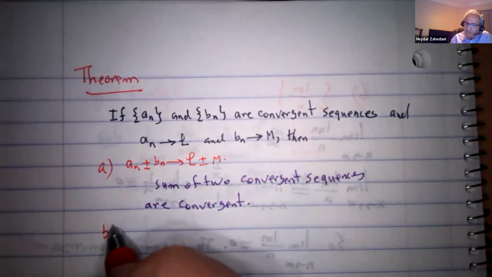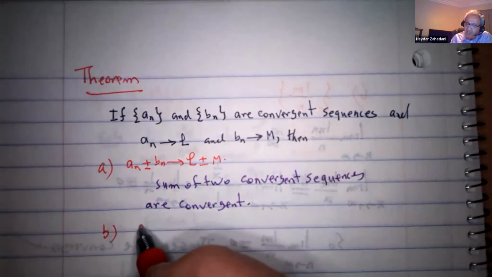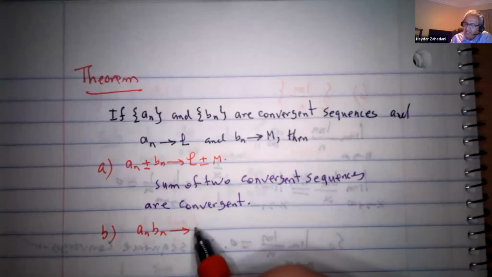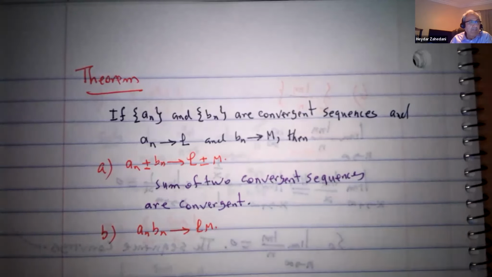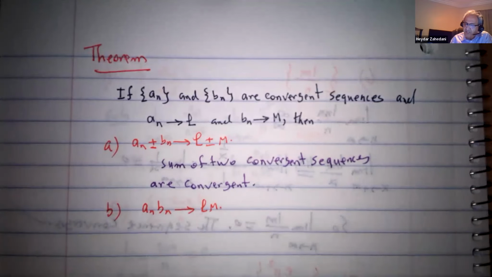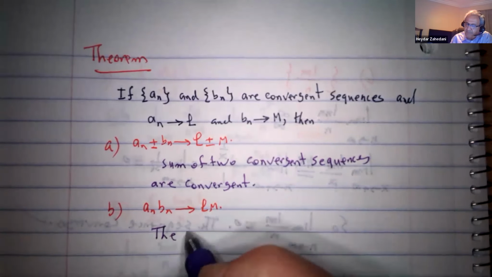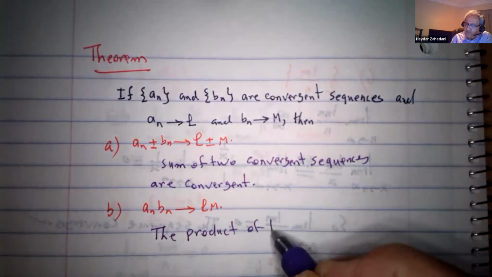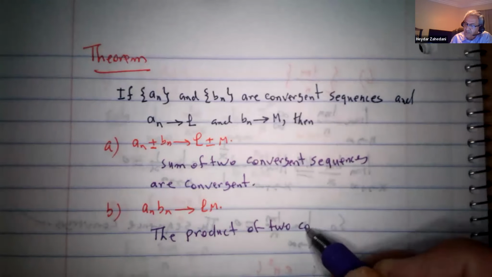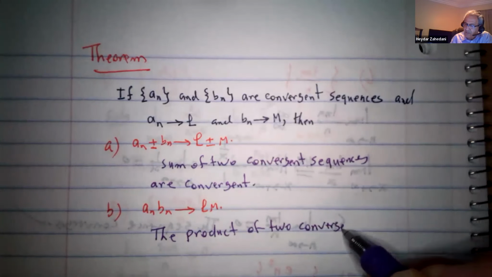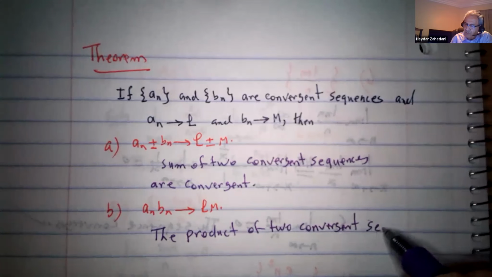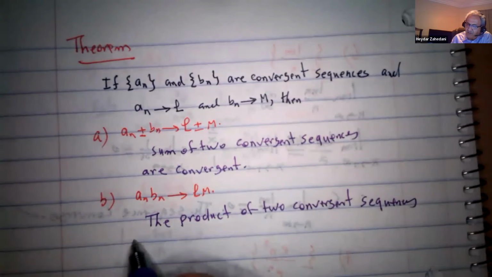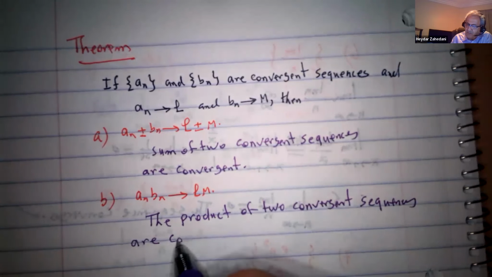You can have it for the multiplication. a_n times b_n is going to be L times M. So this means the product of two convergent sequences is going to be convergent.